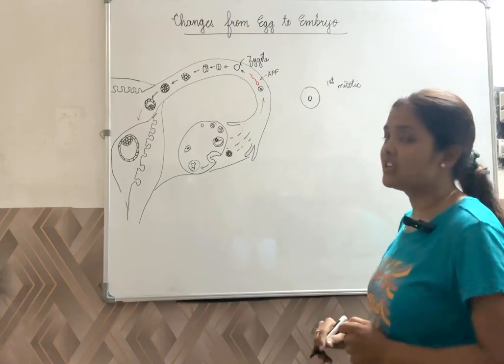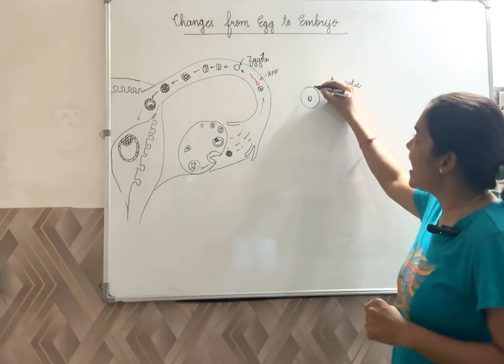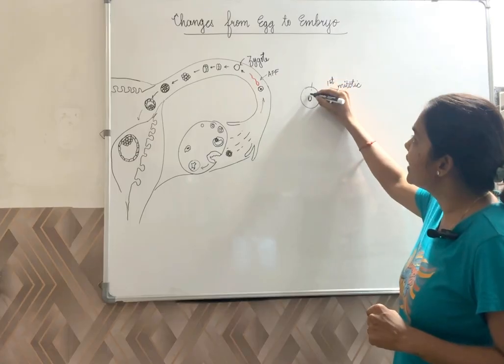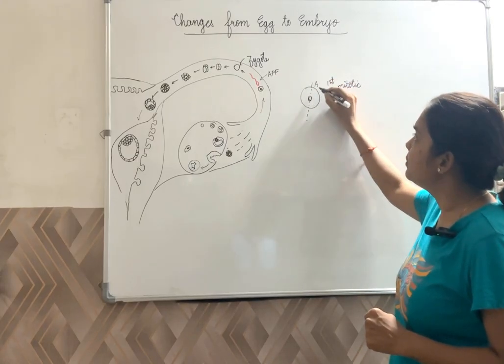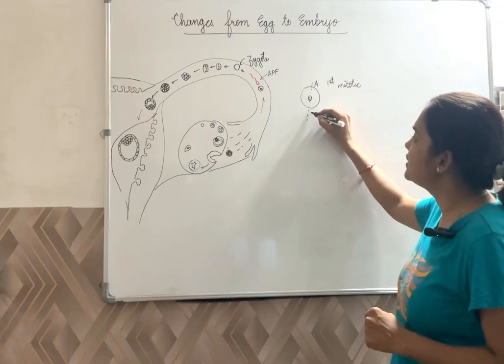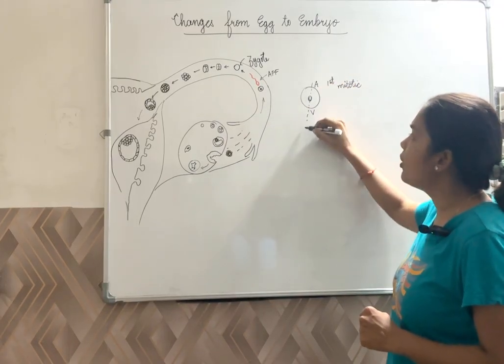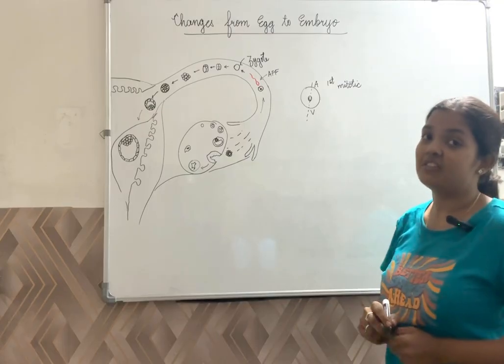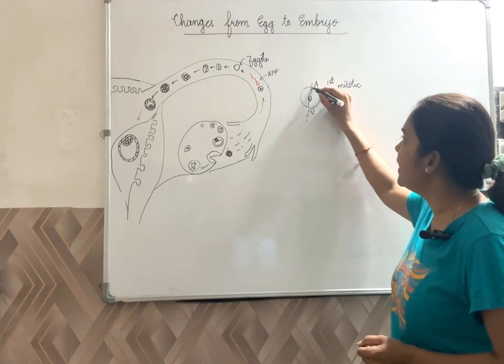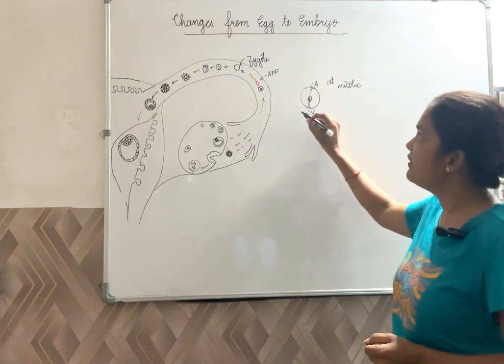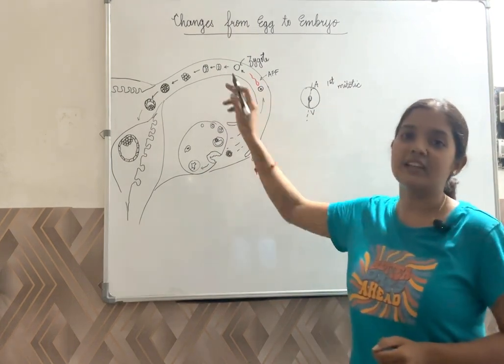Now, when this division occurs, remember there is the animal pole, the region from where the polar body had got detached, and then there is the vegetal pole. This is the animal pole, this is the vegetal pole. This forms an axis. The first cleavage division occurs along this axis. So the first cleavage division gives rise to a two-cell stage.